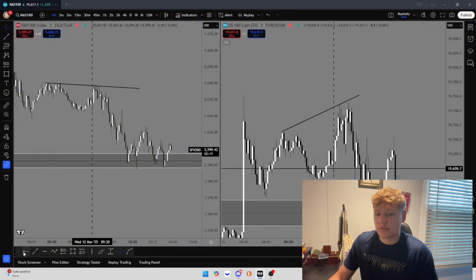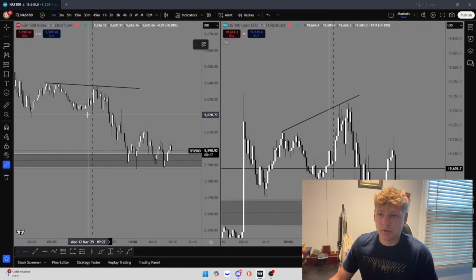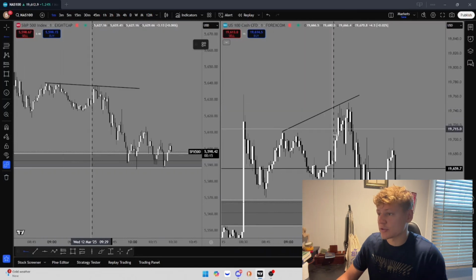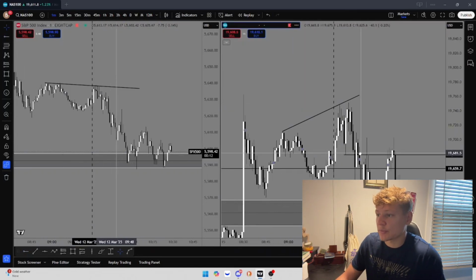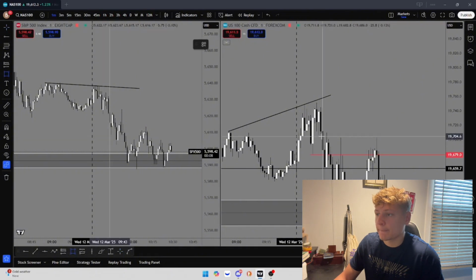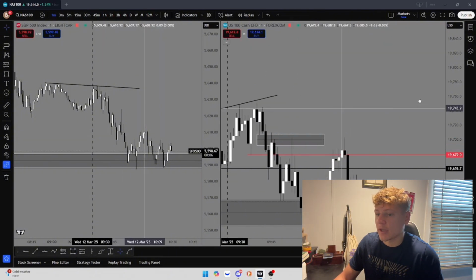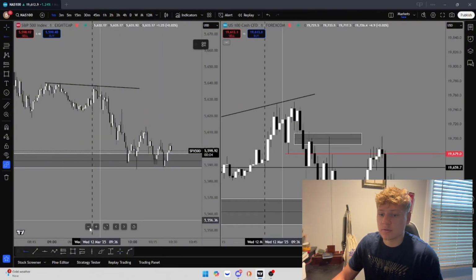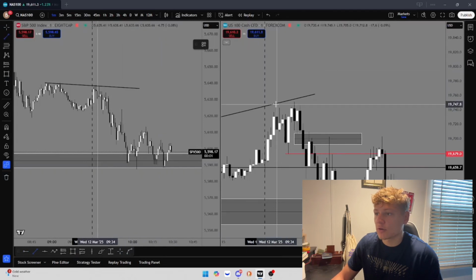And we also take out these highs on the NASDAQ, which we don't do on the S&P. So this is my leading index. This is more of a break of structure. And then we get a 1-minute fair value gap, and we also get internal manipulation. So that's even more of a confluence.